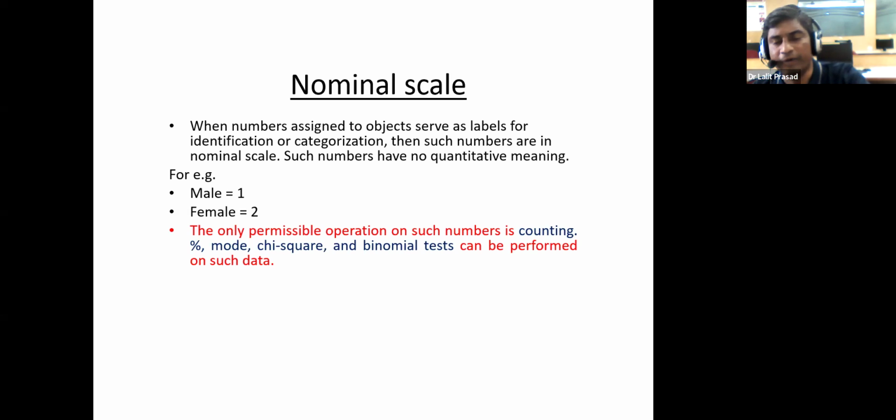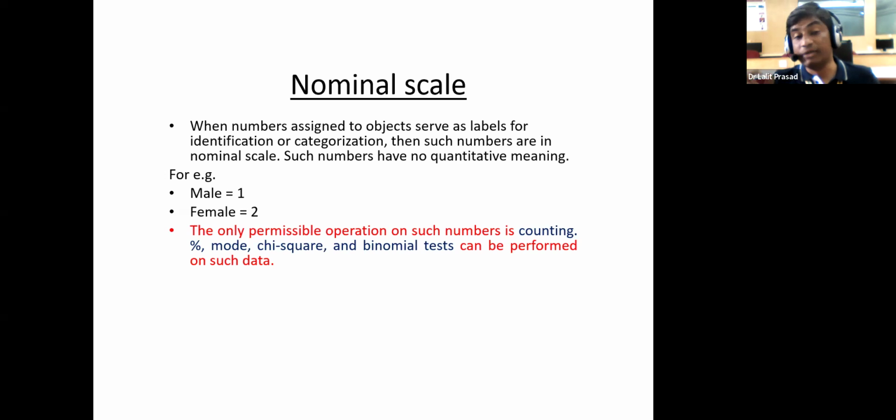Ganguly used to wear a jersey of 99. So did he play the best? It is not like that. It is a number for identification. There is no quantitative meaning of these numbers. Such type of data is known as nominal scale.